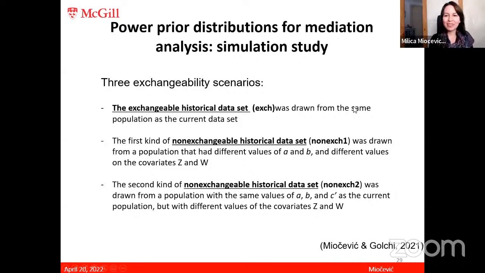Okay, thanks. So I'll quickly tell you what the exchangeability scenarios are. So one was a perfect exchangeability. The sample is exchangeable with the current data. The first type of non-exchangeability was drawn from a population that had different values of A and B. Anyhow, one non-exchangeability scenario had different values of the indirect effect and different values of covariates, and the other non-exchangeability scenario had same values of A and B, but different distributions of covariates.